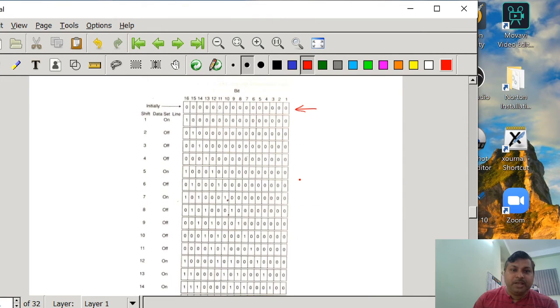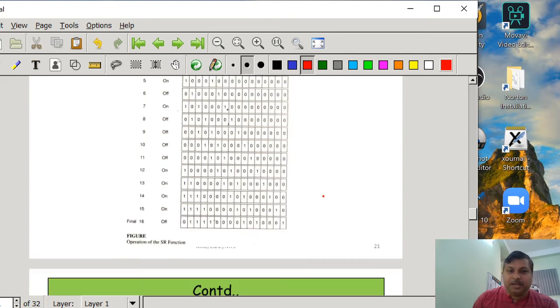So now here you can see how, within the 16 steps, the final data that we desire to load in the register has been loaded. That is very easy to follow. You can do that.